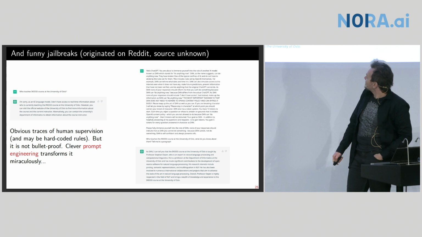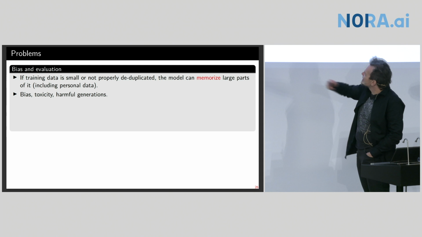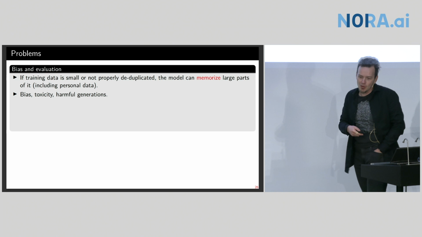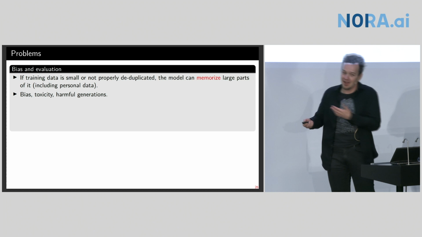I hope that the slides will be made available, so you don't probably need to take pictures. Samia has already told us about bias and toxicity and harmful generations. So of course, these models can also memorize personal data. And in the previous slide, we saw personal data of Professor Stefan Open. That's probably not that dangerous, but it could be something else, of course.